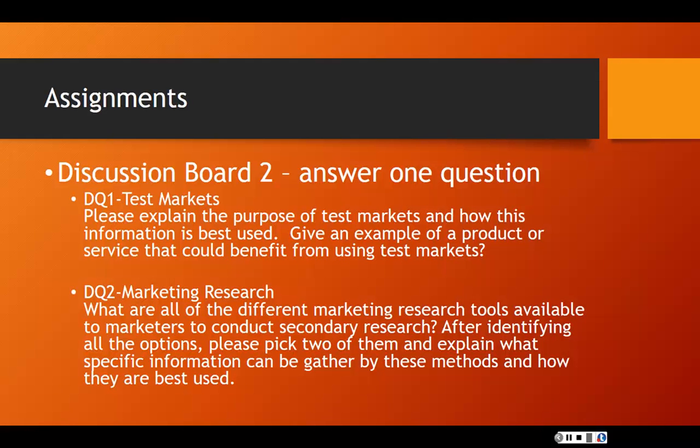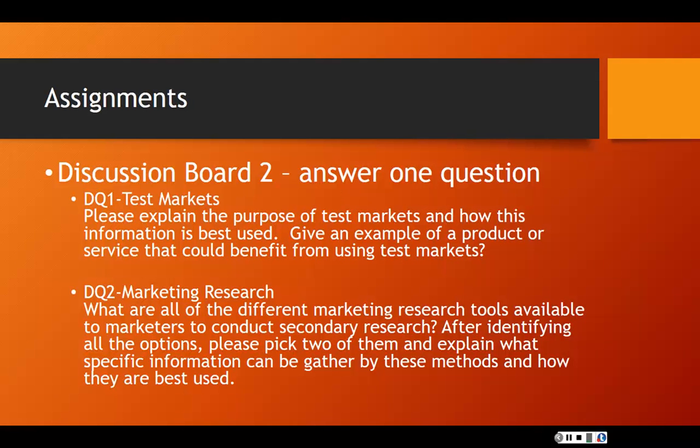And then Question 2 is about marketing research and the different research tools available for secondary research. You pick two of those and you explain what we could learn from those two tools. So again, just choose one of those questions, answer it by day 3, and then by day 6, post two replies to people who answered the other questions.